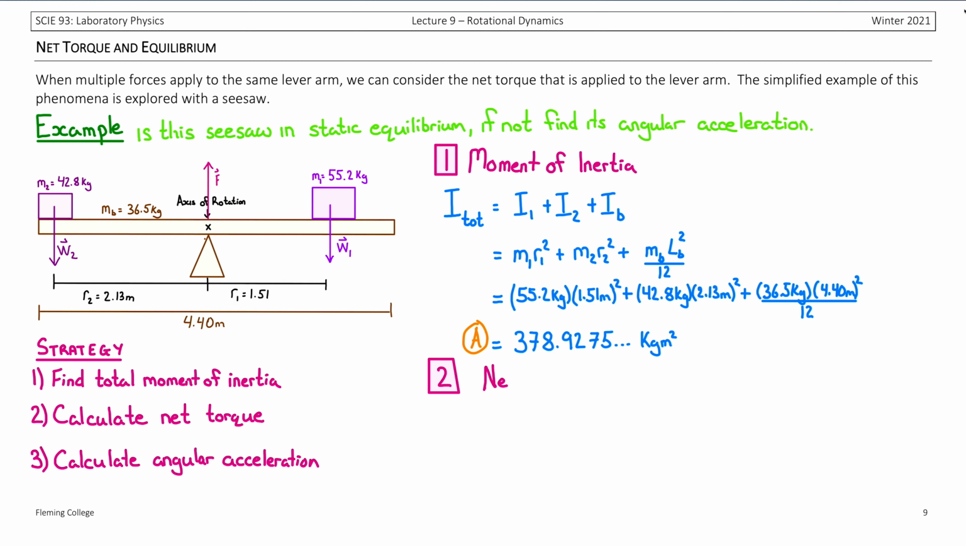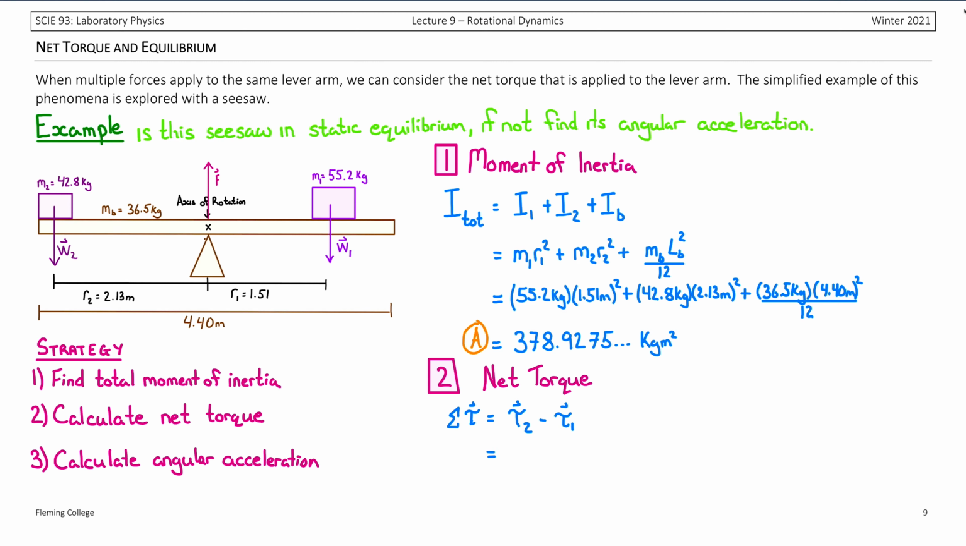Let's calculate the net torque now. So this is the sum of all the torques. Each of mass 2 and mass 1 apply torques. For our convention here, we see that mass 2 will pull down on the left-hand side, causing counterclockwise rotation, so it'll be positive torque. But mass 1 pulls down on the right-hand side, causing clockwise rotation, so it will cause a negative torque. So we'll subtract these two values.